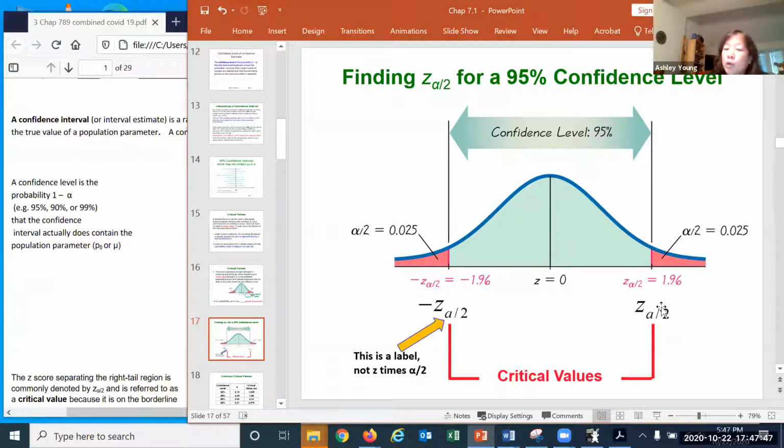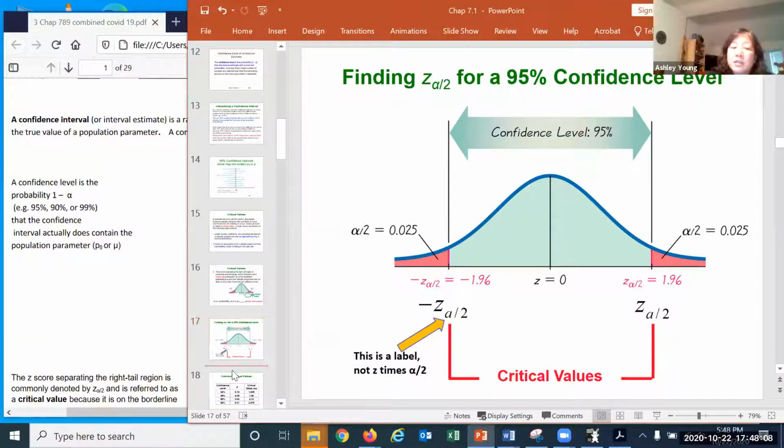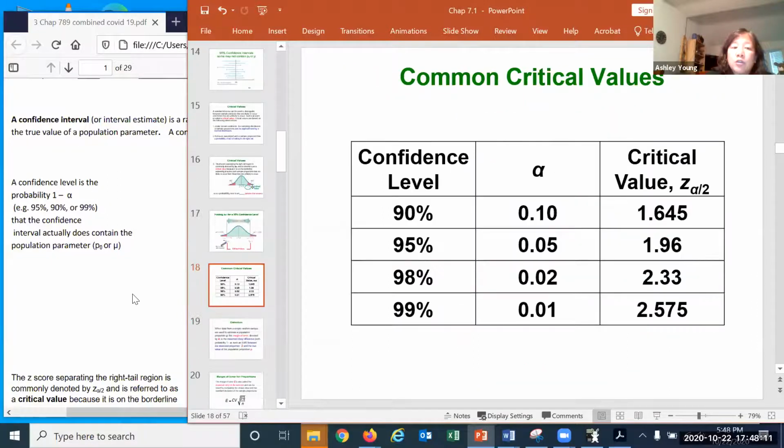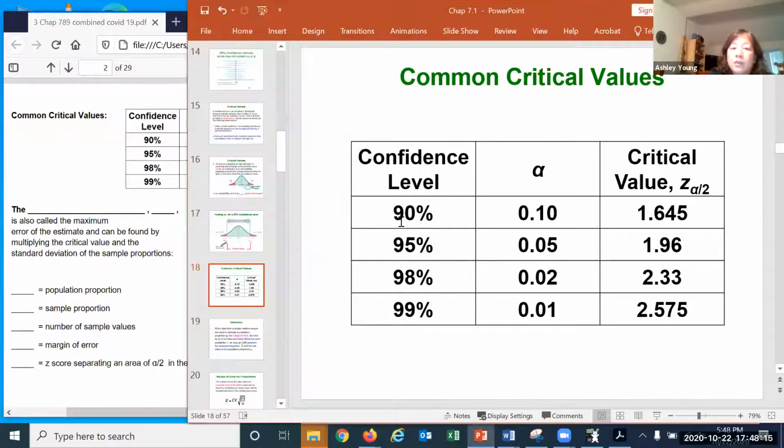We call this Z alpha over 2. I call it critical value. They're the same thing. Z alpha over 2 and critical value are the same thing. How do you find them? This is easy. I give you a table. Just look right here on your table. They are right there. So here, if the confidence level is 95%, my critical value is 1.96.